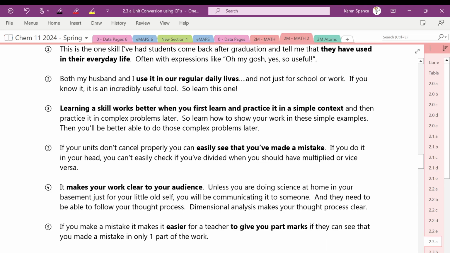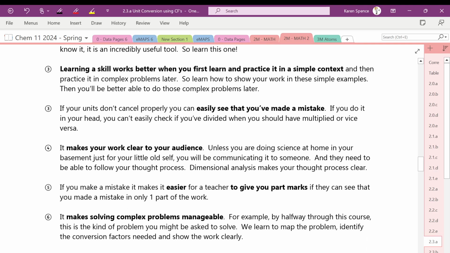Learning a skill works better when you first learn and practice it in a simple context. So you will find that the problems we do right at the start, you'll be like, good gracious, this seems like a waste of my time because I could do this in my head. Yes, I know you could do it in your head. But you need to learn the method by practicing it on something really easy, okay?